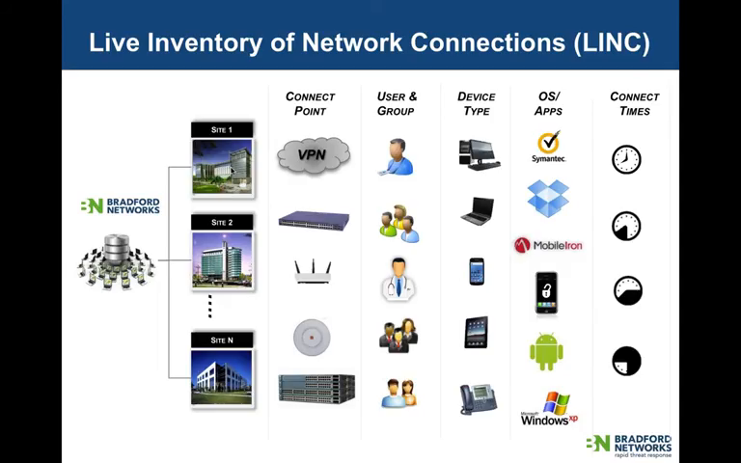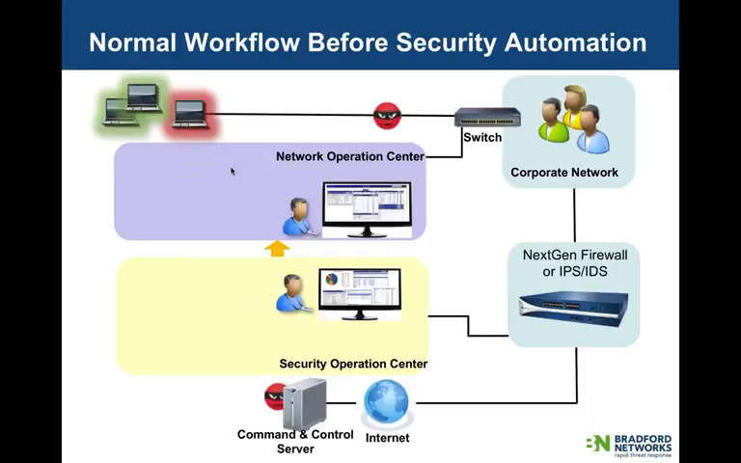Okay, so on to security automation. What we're really trying to accomplish with security automation is a dramatic reduction of time from when a security threat is identified on a host to the actual containment of that host. To do this, Network Sentry will leverage alerts from security devices such as next-gen firewalls or IPS/IDS sensors.